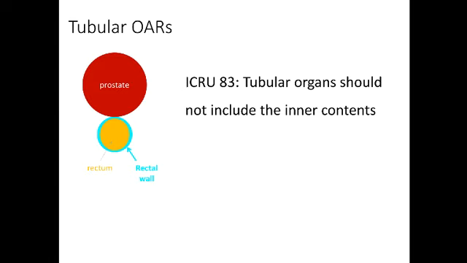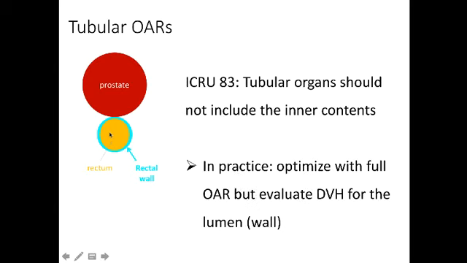One special note here: in ICRU 83, they talk about tubular OARs, organs at risk. An example is the rectum. They say the tubular organs shouldn't include the inner contents. We should look at the wall. But in practice, you do the optimization of the IMRT, which we'll talk about in future videos, with the full OAR, but then evaluate the DVH for the lumen wall. This should make more sense as we go on.